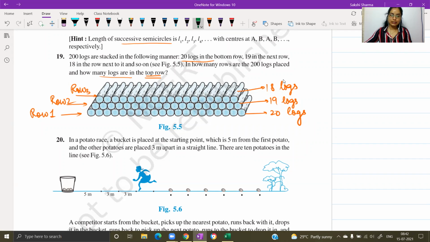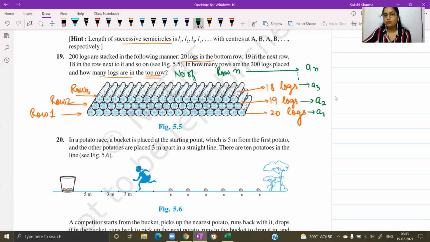What do you think is given to us? Sum of logs, Sn is equal to 200, and A equals 20, D equals -1. The number of logs in the first row, the bottom row, can be assumed as A1, it's 20. Then the row above it, second row, this can be taken as A2, the number of logs in the second row from the bottom. The number of logs in the third row from the bottom can be taken as A3. So let us say there are n rows.